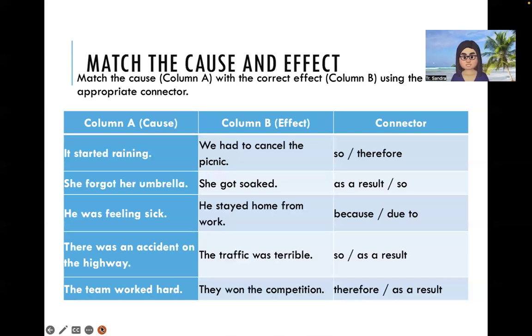So I do the first one as an example. It started raining. We have to cancel the picnic. So we can say, it started raining, comma, so we have to cancel the picnic. Okay, I'll give you 3 minutes for thinking time, and after that we will check the answers together.